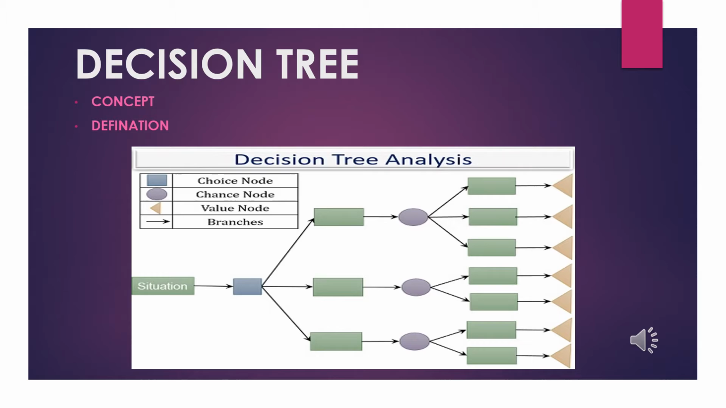If we can see here in this particular example that I have taken here, initially it starts off with a situation, and the situation is the actual decision taken. That situation branches out into the choice nodes, the chance nodes, and the value nodes, which I have taken as different colors. Most importantly, joining those choice nodes, chance nodes, and value nodes are the branches, which is the key component of the decision tree.